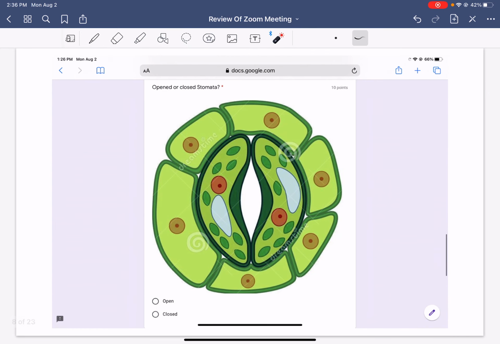Next, we have a picture of an opened or closed stomata. That's what the question is asking. We know this is opened because we saw pictures before. Here we can see the middle. It's opened. We see this white space here. Usually when water leaves the stomata, it's opened. So the only correct choice is open.